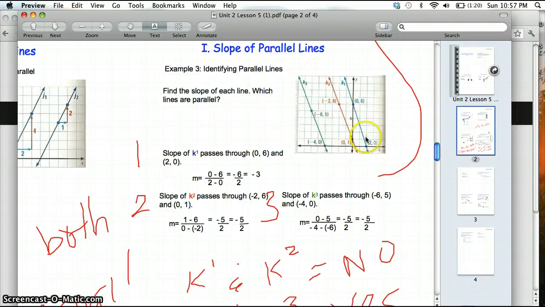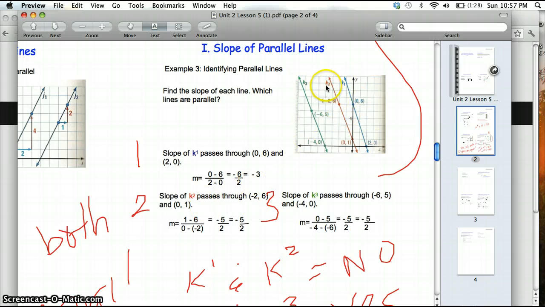The slope of k1 is negative 3. The 2 points are (0, 6) and (2, 0). So we did 2 minus 0 divided by 0 minus 6, and we got negative 6 over 2, which is negative 3. So the slope of k1 is negative 3.